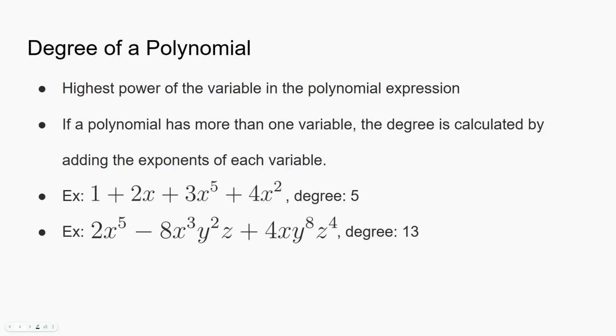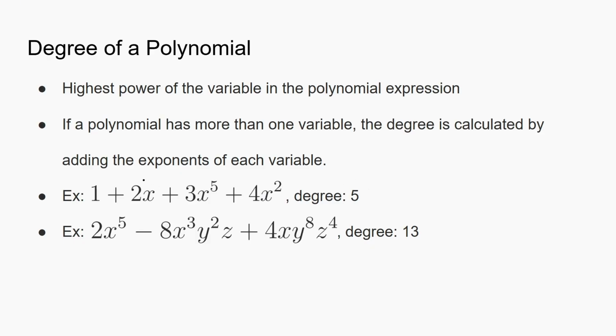When discussing polynomials, we often discuss the degree of the polynomial. The degree is the highest power of the variable in the expression. If a polynomial has more than one variable, the degree is calculated by adding the exponents of each variable together. For example, for this expression, we have 1 plus 2x plus 3x to the 5 plus 4x squared. The degree is going to be 5.